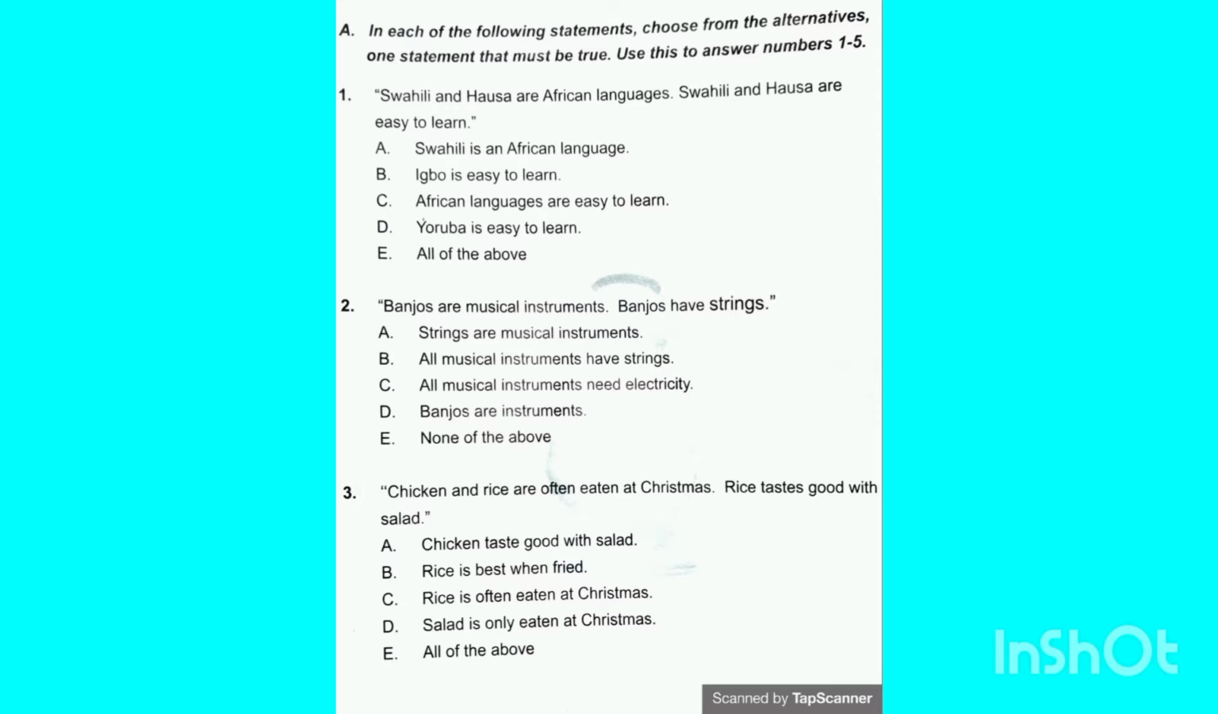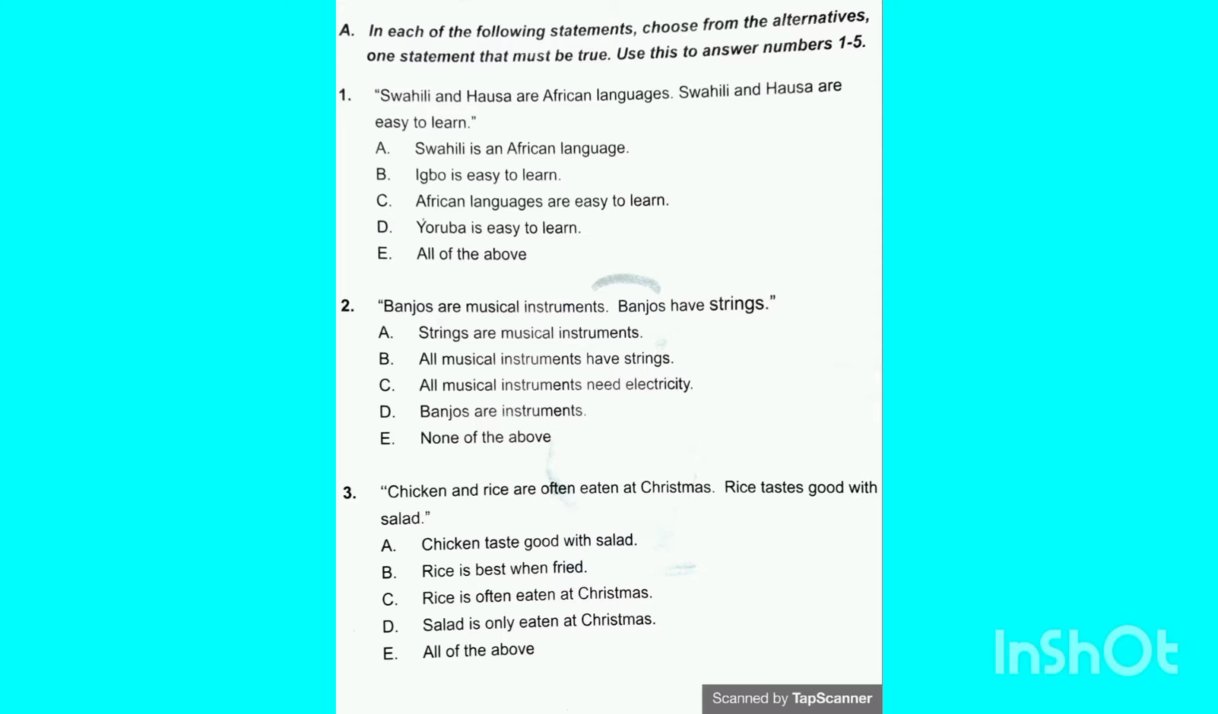Swahili and Hausa are easy to learn. So let's see which of the statements is actually true among the 5 options given. A says Swahili is an African language. B. Igbo is easy to learn. C. African languages are easy to learn. D. Yoruba is easy to learn. E. All of the above. Okay, so which of them is the correct answer?